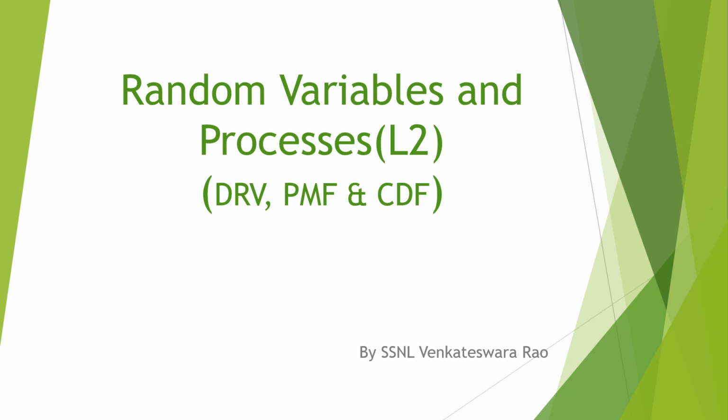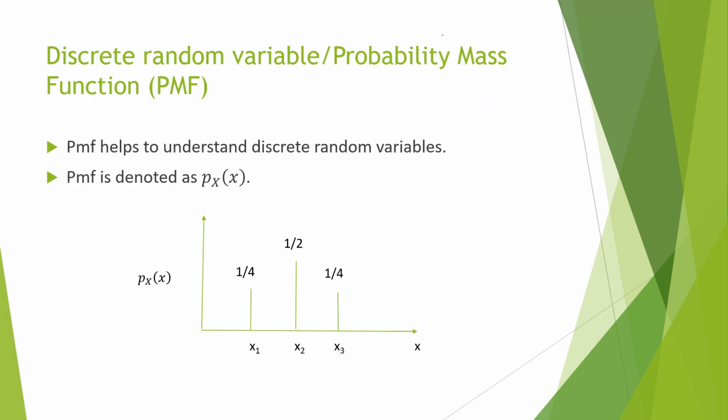In this video, we discuss discrete random variables and certain terms associated with them, namely the probability mass function and the cumulative distribution function. We know that a discrete random variable takes on a finite number of values. Now we define the probability mass function, PMF. The PMF helps us to understand a discrete random variable.